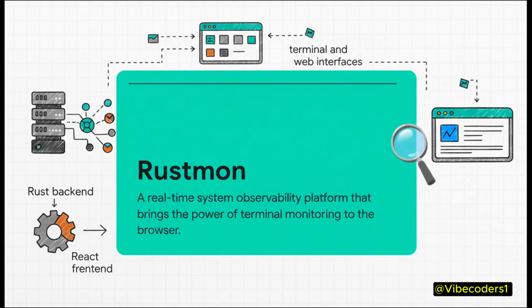So what is Rustmon? Well, it's this super lightweight, real-time observability platform. It's built with a high-performance Rust backend to do all the heavy lifting of gathering data, and then it has an interactive React front end to make it all look good. The whole thing is basically an experiment in getting the best of both worlds.